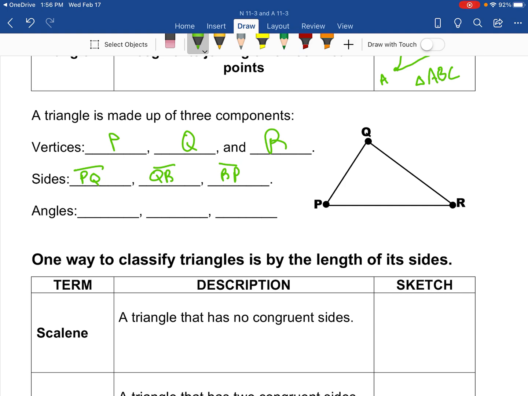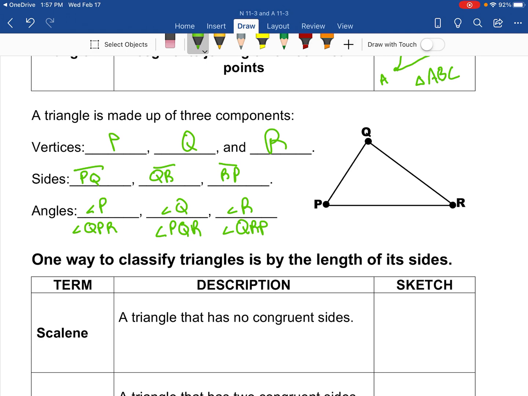Then it is made up of angles, and there's two ways to name angles. Sometimes if there's only one angle at a point, you can use that point. So for example, angle P. Another way to name angle P would be angle QPR. Then we have angle Q. You can name that angle PQR. And then finally, angle R, which can also be named angle QRP.